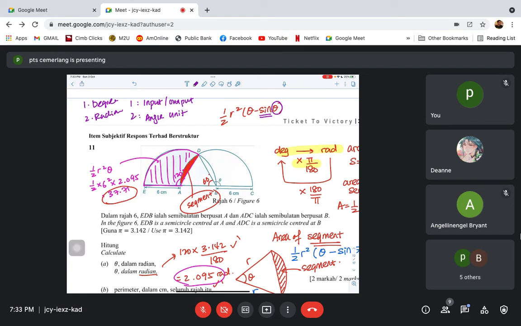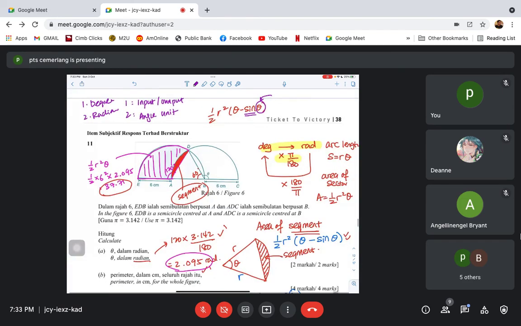Why do I need to change to become radian? Because the angle that we are using for your calculation is in terms of radian. If you are using degree as your calculation, then your calculator must be in terms of degree. So this is something that is very important that you have to bear in mind. Okay, right. So let us try this out.